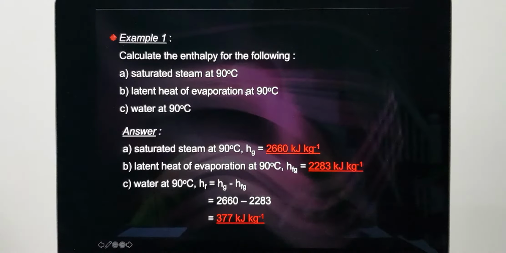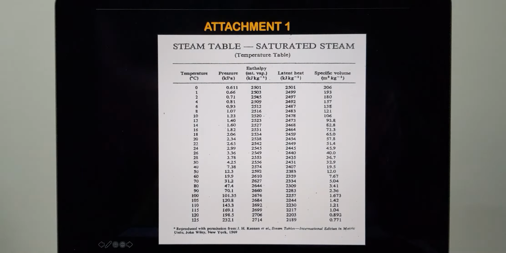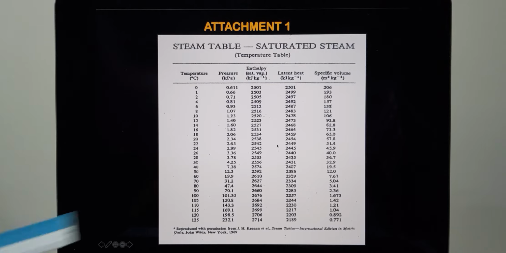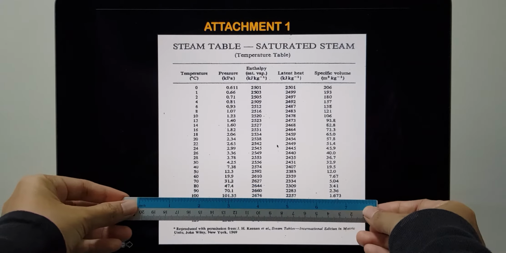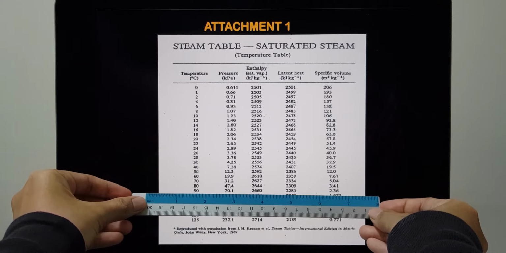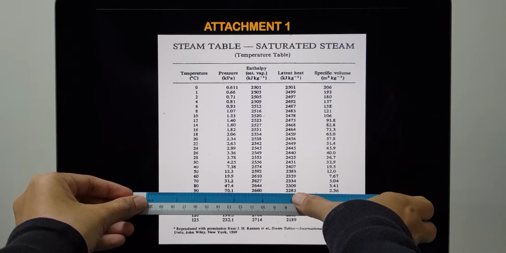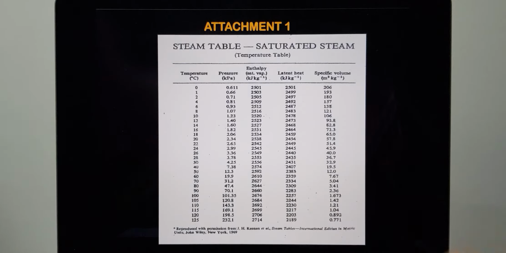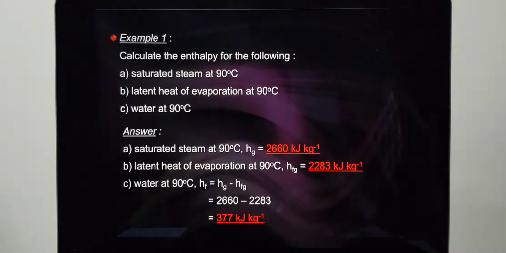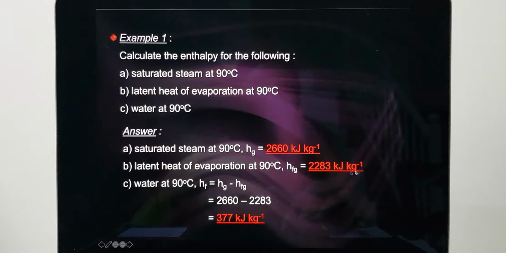And then the second example, latent heat of evaporation at 90 degrees Celsius. This one is HFG. HFG is in the fourth column. So again, at 90 degrees Celsius, you look at 90 degrees Celsius and what is the value for the latent heat? Latent heat is 2283. Can you see that? And the unit is kilojoule per kilogram. This one is a very straightforward question.